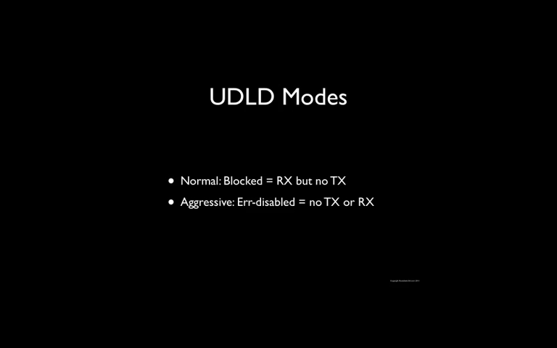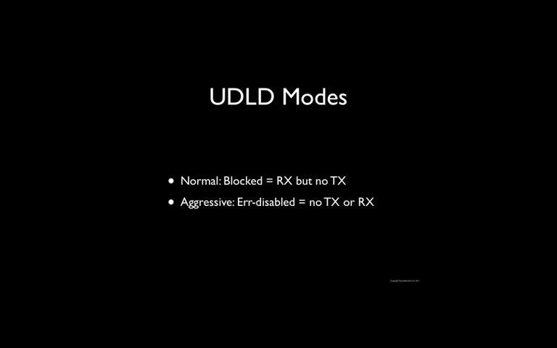These two modes that UDLD operates in are normal and aggressive mode. And again, the difference between those is how it responds to a unidirectional link should it detect one in the environment. In normal mode, it blocks the interface, which means that it will still receive information, but it will not transmit. So it's effectively taken out of communication, but it's still receiving information across the line. So it's important to know that in block state you'll still be receiving BPDUs on one side, but not the other. You won't be transmitting anymore in the event of a UDLD loss.